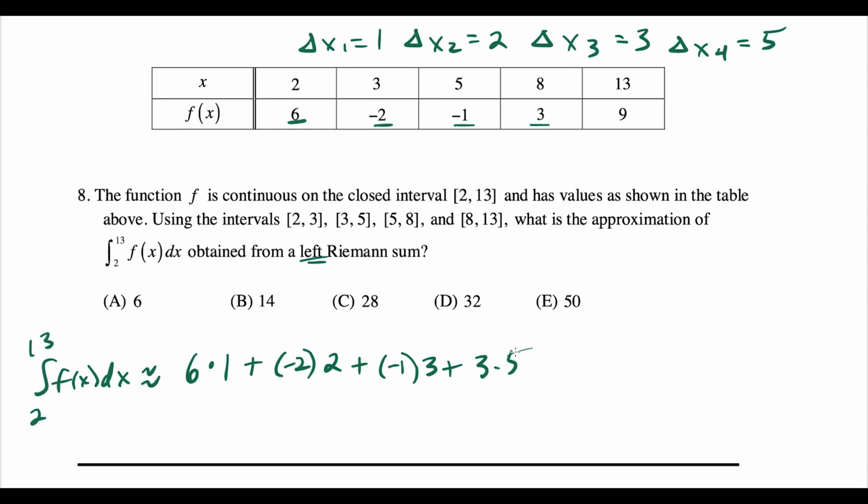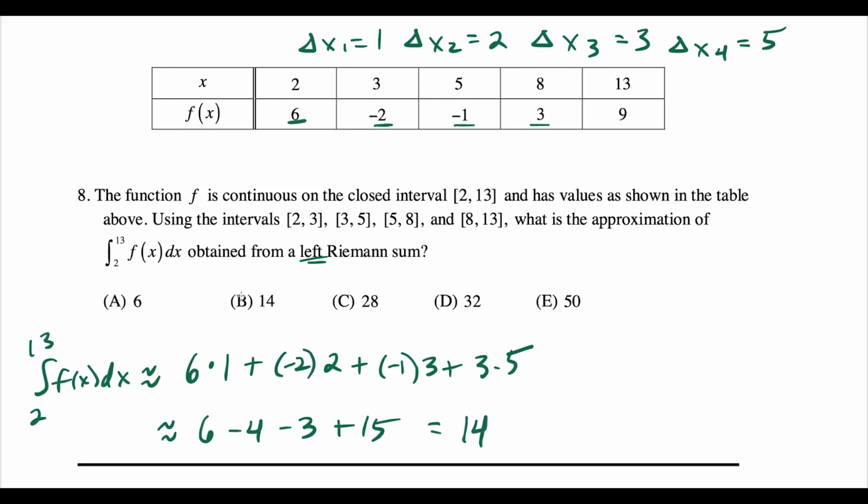So then we just have to simplify this carefully. So this is going to be roughly equal to 6 minus 4 minus 3 and then plus 15. So this is going to give you 6 minus 7, which is -1, and -1 plus 15 is equal to 14.